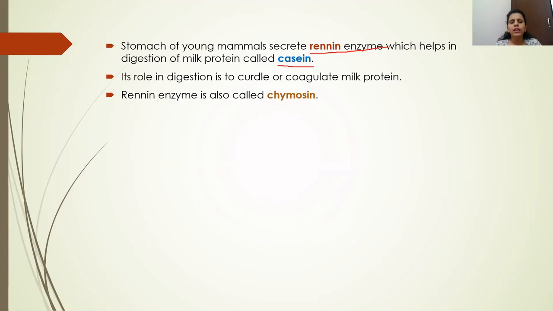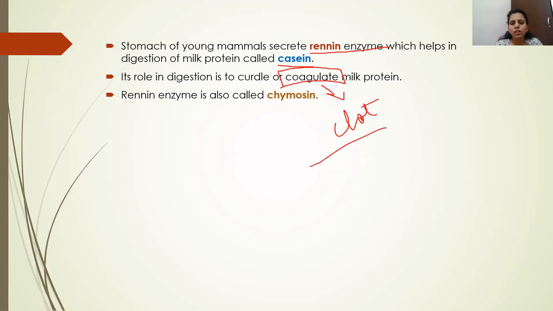So in the stomach of young mammals, including human beings, another enzyme called rennin is present. Pepsin comes a little later. Initially, in the first few days, the enzyme present is rennin, and this rennin helps in the digestion of the milk protein called casein. The actual role of this rennin enzyme is to curdle or to coagulate. The meaning of the term coagulate is to clot, to clot the milk protein.